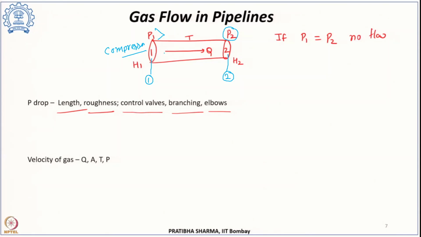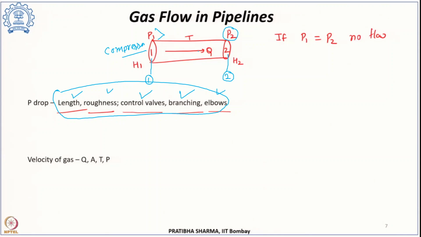When the gas flows through the pipeline, there will be pressure loss. How will the pressure losses occur? Because of friction. Okay, pressure loss due to friction, pressure losses due to elbows, due to branching, due to control valves, due to the roughness of the pipe, and due to the length of the pipe. Roughness means friction. So these are the factors for losing the pressure of hydrogen gas.